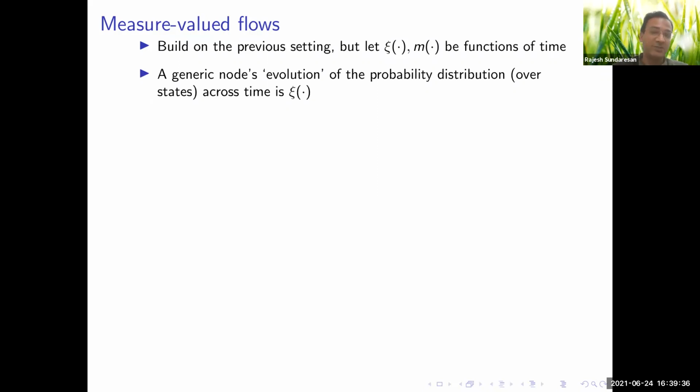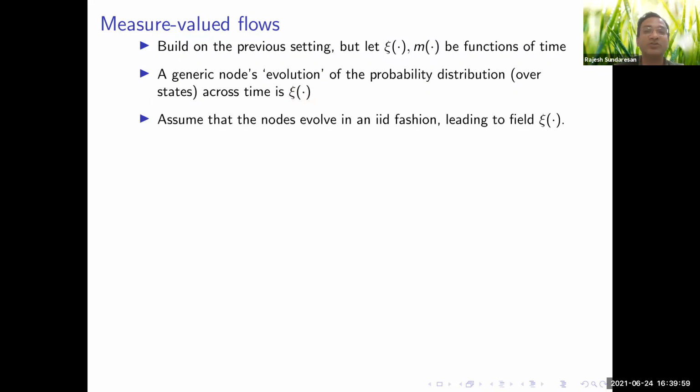Okay, how do we go about coming up with a fixed point here? So let's once again look at evolutions of these particles, and let's attribute a property, and this property now is the generic node's evolution of the probability distribution, and that is xi dot. Okay, so let's take this, and then we'll endow all the other nodes with this property. We'll assume that all the nodes evolve in exactly this fashion. That's symmetry. We'll also assume independence, and that gives us a certain field. And the field in this case is also xi dot, the measure valued flow across time.